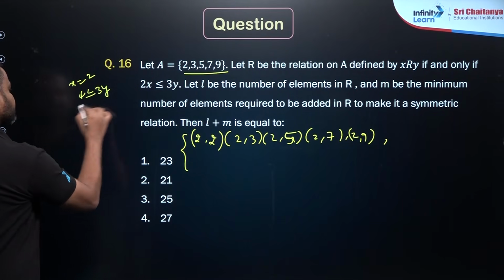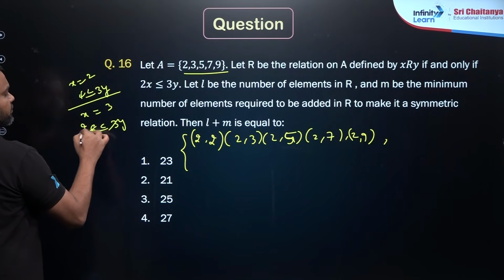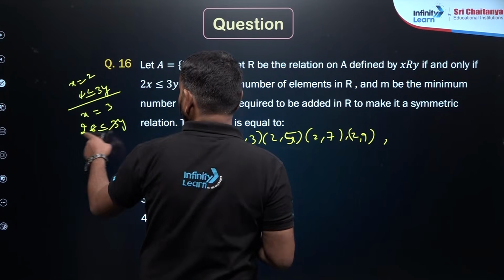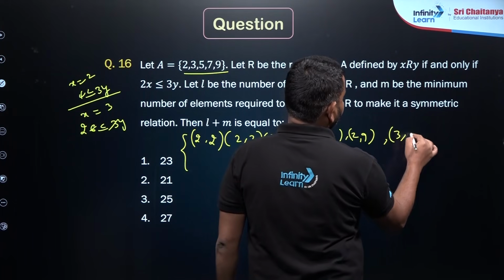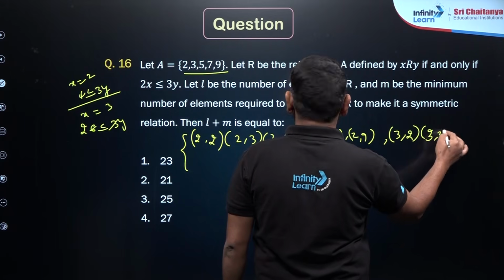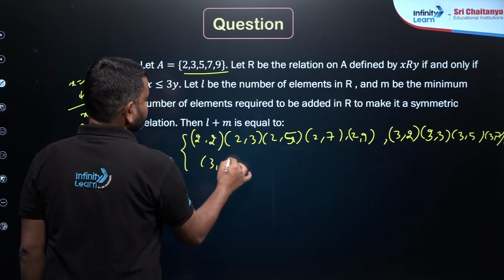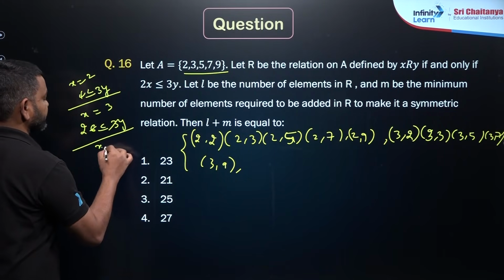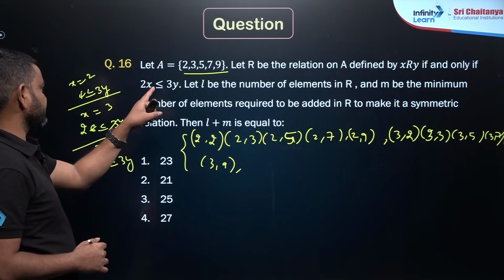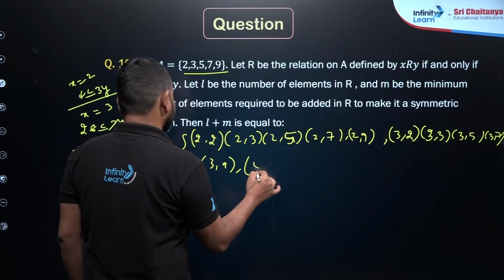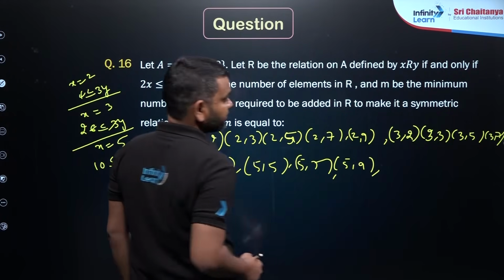Next case, if x value is 3, then this is 6 less than or equal to 3y, so 2 is also considered because 2 is less than or equal to y. So y can be equal to 2 also. Then you can write 3 comma 2, 3 comma 3, 3 comma 5, 3 comma 7 and 3 comma 9. And if x value is 5, this is 10 less than or equal to 3y. So 2 is not going to work, 3 is not going to work, but 5 will work. So 5 comma 5, 5 comma 7 and 5 comma 9. These are the points I am going to get here.